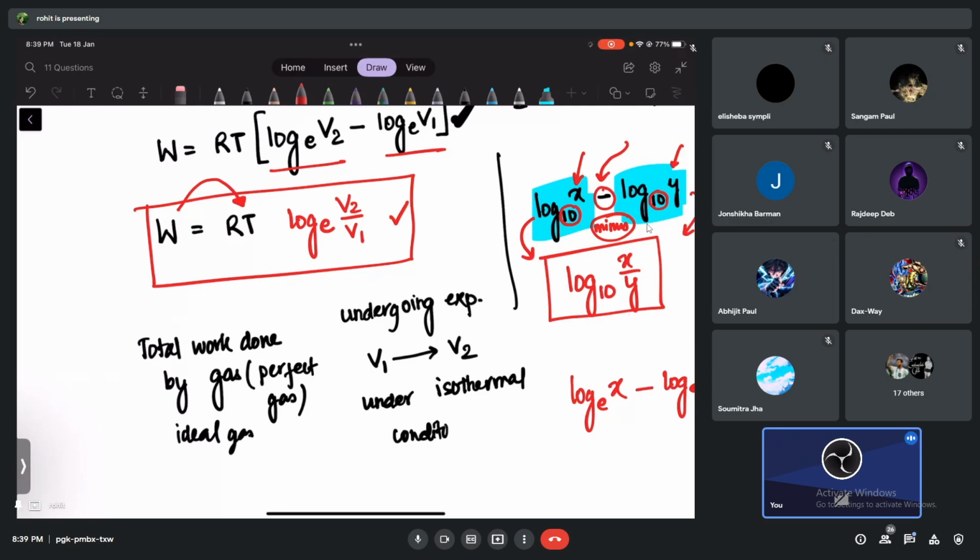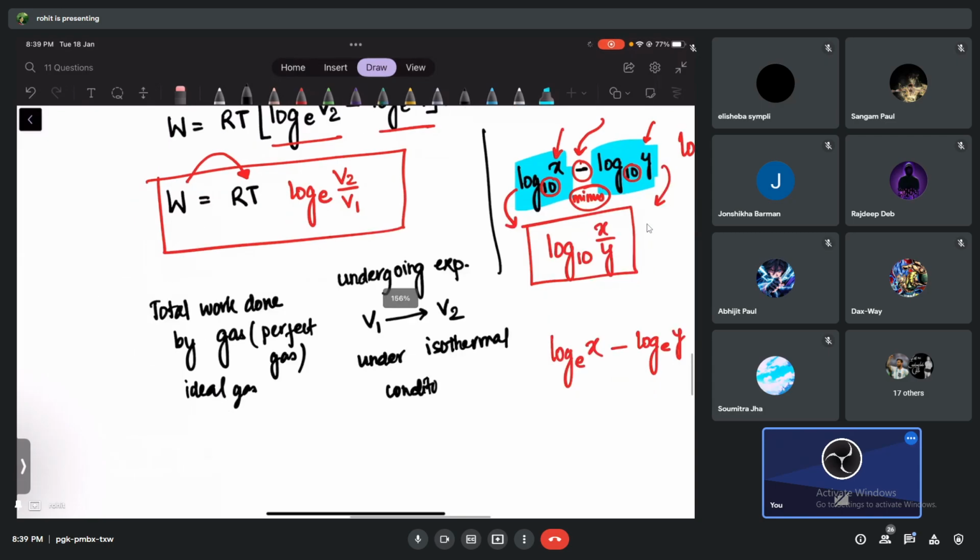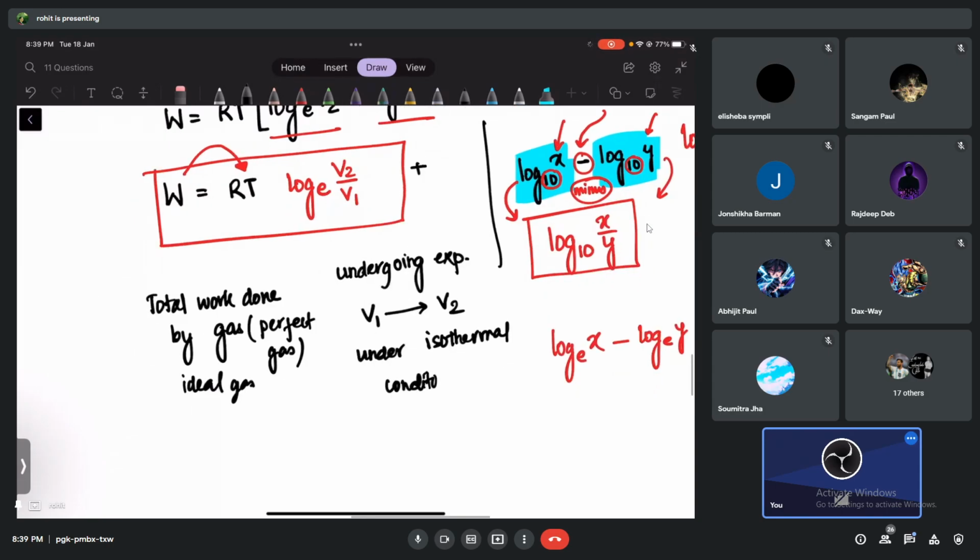Okay, and obviously V2 by V1, don't worry about this. This is quite all right. With V2 by V1, we are going to get a positive. Let me tell you like this, log of V2 by V1, I'm going to get what, guys? Positive if V2 is greater than V1, numerator greater than denominator, and negative if V2 is less than V1. So now you tell me, what does this represent? Expansion or compression?